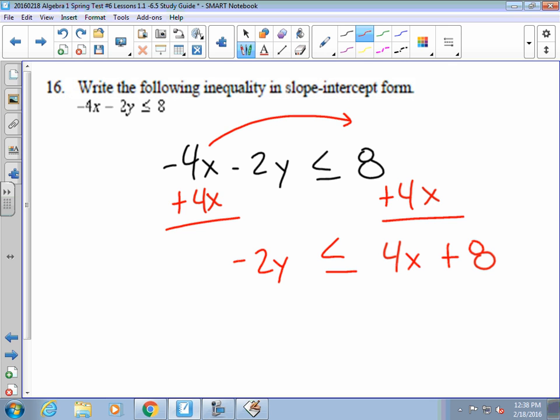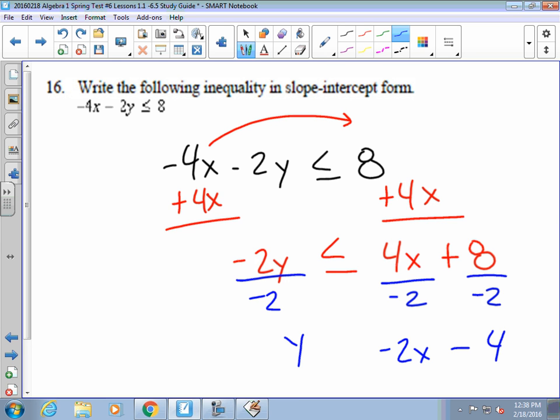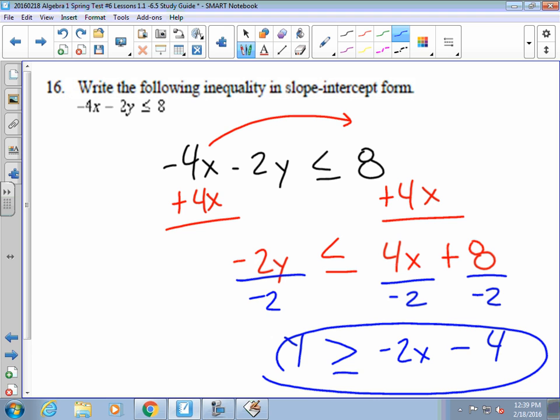Then in order to get y by itself, you get rid of negative 2 times y by dividing by negative 2. If you do it to the left, you divide everything on the right by negative 2. Now you have y. 4 divided by negative 2 is negative 2x, and 8 divided by negative 2 is negative 4. In this case, though, we did divide by a negative number. Dividing or multiplying by a negative number means you need to reverse the symbol, and less than or equal to becomes greater than or equal to. So y is greater than or equal to negative 2x minus 4.